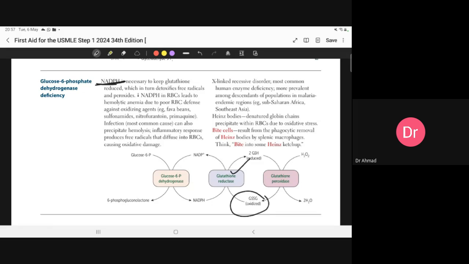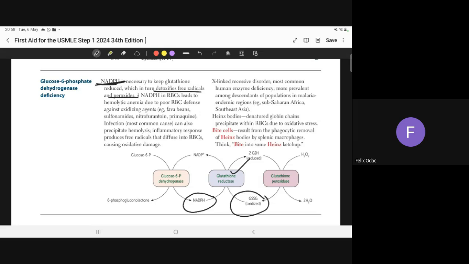So that's the main thing: whenever you have triggers or stressors, they utilize your NADPH because it works as an antioxidant. If it is consumed or utilized somewhere else, you cannot detoxify your free radicals and peroxides. In a nutshell, you damage your RBCs and it leads to hemolytic anemias and all this stuff. The main question focused on for Step 1 in this disorder is: what are your triggers?